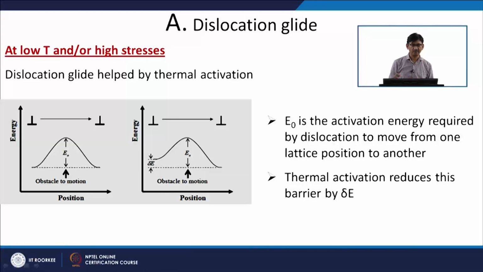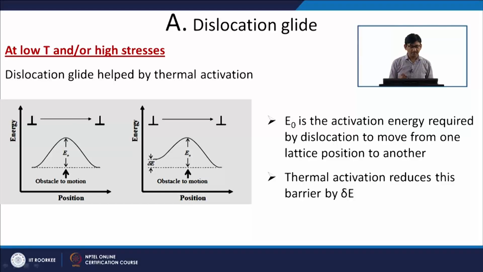If you look at the dislocation glide process, this is acting at low temperatures and high stresses. It is like our normal deformation processes, where we have already seen that the deformation or the slip process takes place by movement of the dislocation. So, here the temperature helps only in one way: the dislocation glide is helped by the thermal activation.